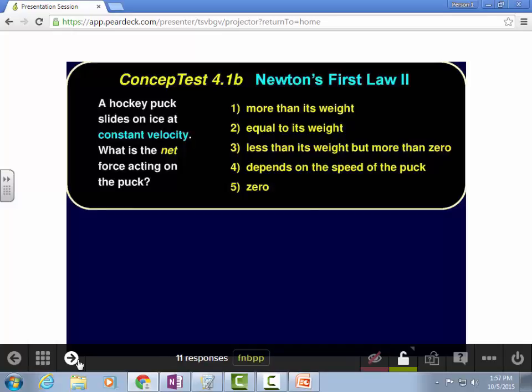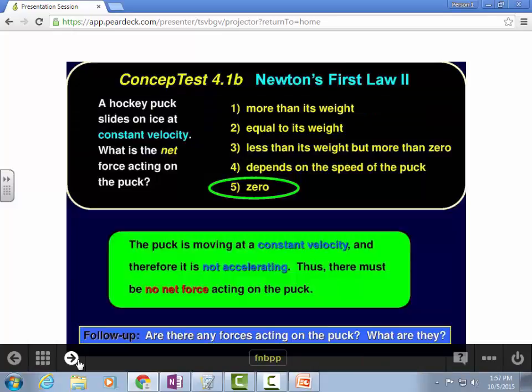It's totally obvious. Constant velocity means net force is 0. That's right. Net force equals 0 means the object's moving at a constant velocity. Don't get tricked up by the fact that there are forces acting on it, right? What are the forces acting on the puck? Gravity and normal force, right? But the net force is the sum of those two, which is 0.